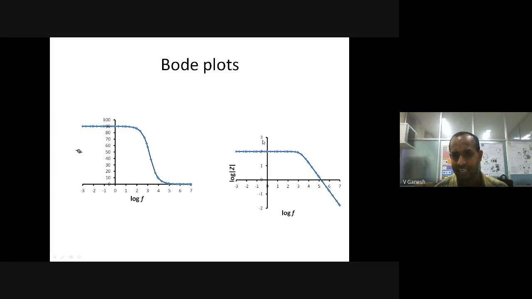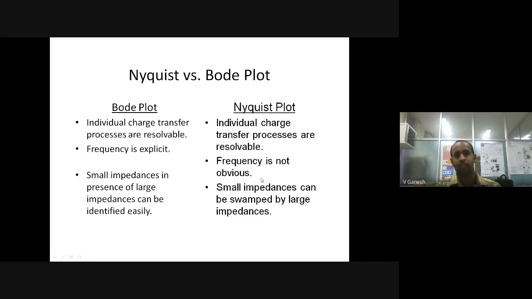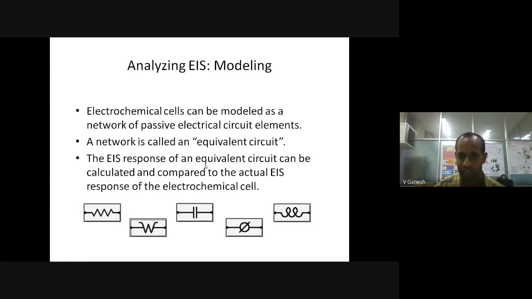On the other hand, in the Bode frequency plot, the total impedance is measured against log frequency. So you can explicitly understand the frequency dependence from the Bode plot, which is not the case in the Nyquist plot. That's the major difference between Nyquist and Bode.